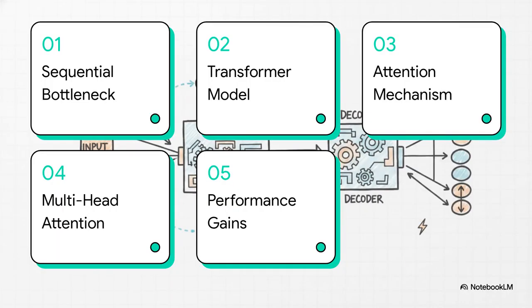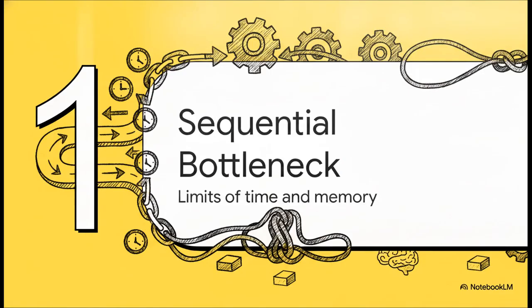So here is our roadmap for today. We're going to cover: 1. The sequential bottleneck. 2. The transformer architecture. 3. The attention mechanism. 4. Multi-head attention. And 5. Unprecedented performance gains. Let's jump right into Section 1, the sequential bottleneck and the limits of time and memory.